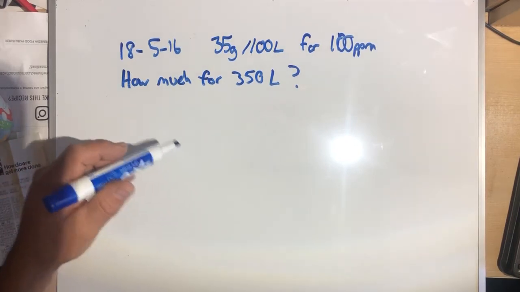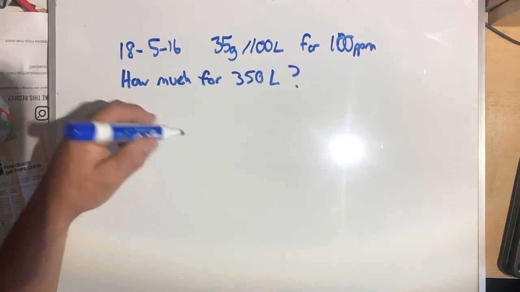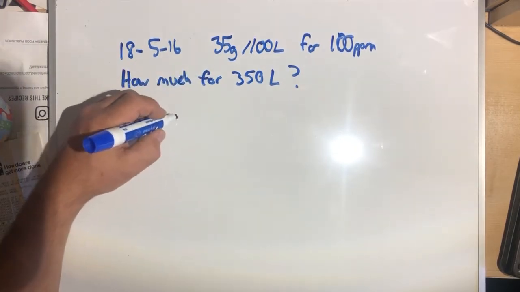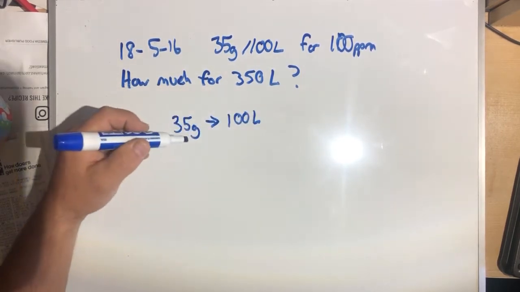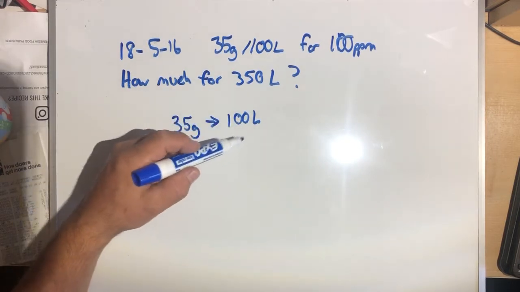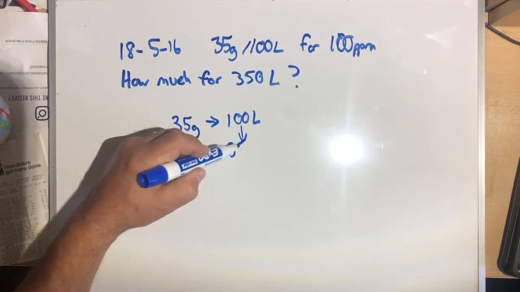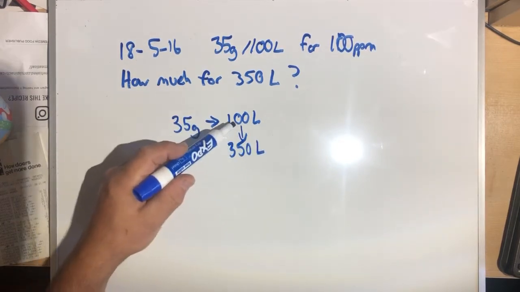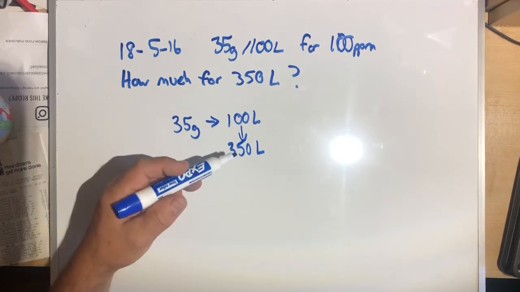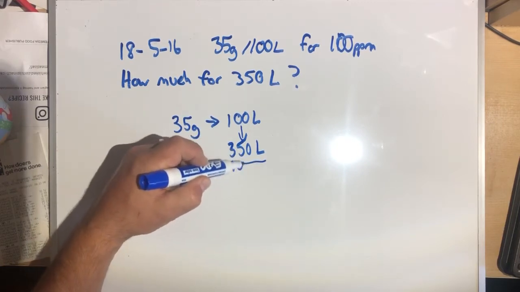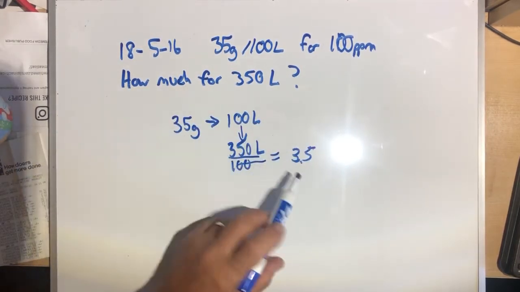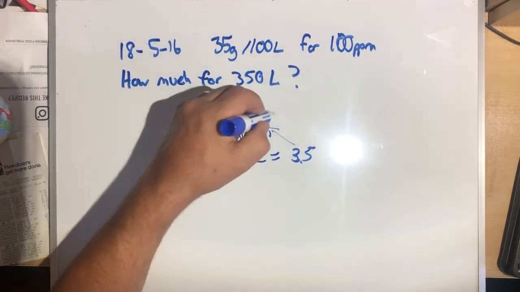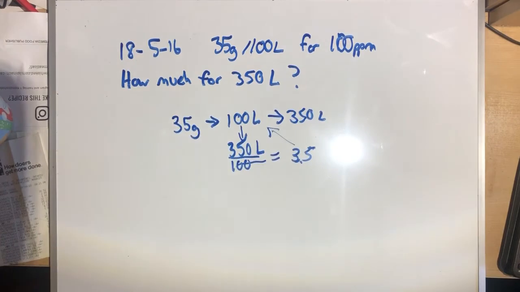This is something that you can put in different ways, but before I do that, let me just think about this with you, okay? So that means we got 35 grams in every 100 liters of water, right? So how do we get from 100 to 350? You can say 350 divided by 100 equals 3.5. So 3.5 times 100 equals 350 liters.